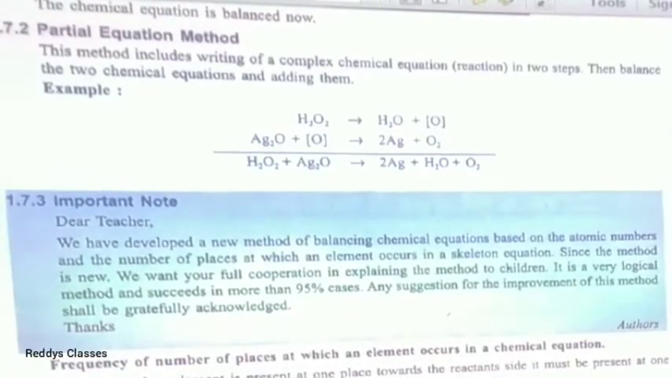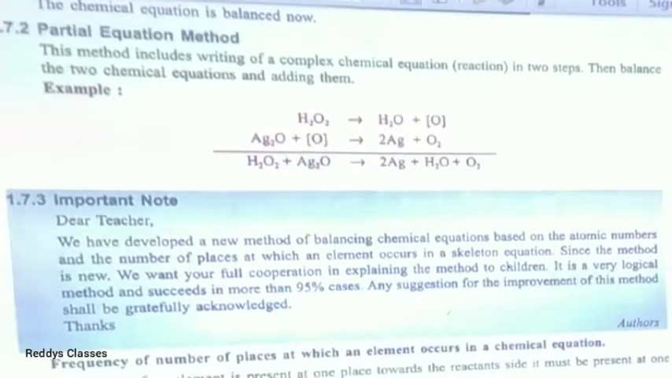So we have the partial equation method now. This is a new technique. This method includes what? Writing of a complex chemical equation in 2 steps. We have to make what? Complex chemical equation means a reaction in 2 steps. Then we have to balance the 2 chemical equations and we have to add them.